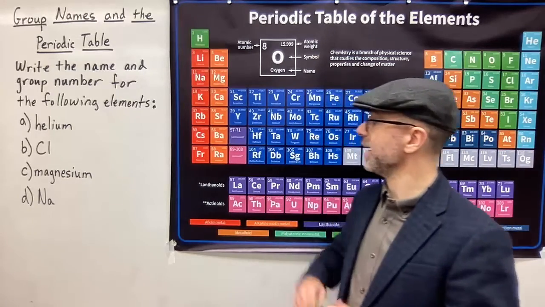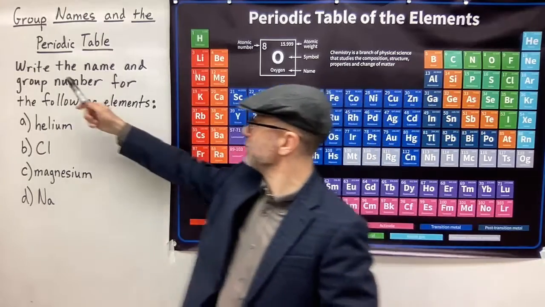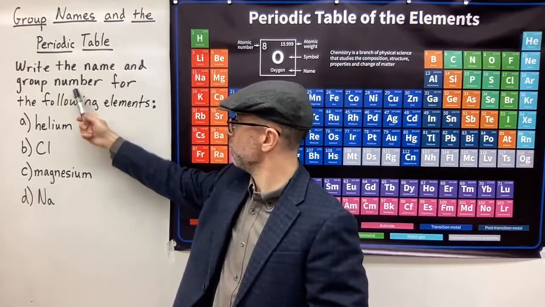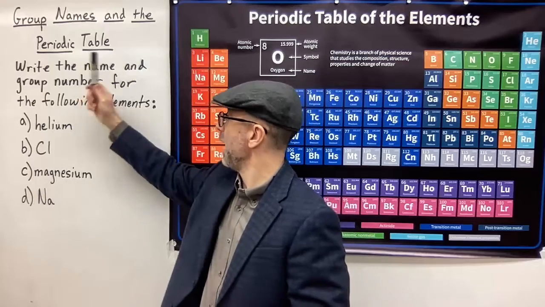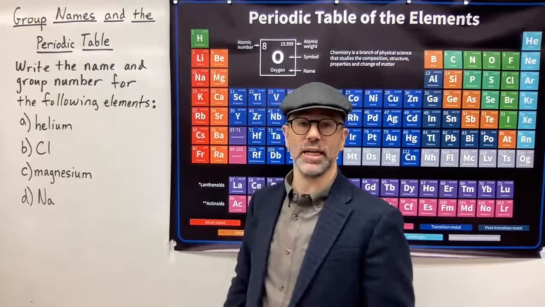So let's go ahead and go to our examples. So for each of these, we're asked to write the name of the group number and the name and the group number for each of the following elements. So helium, let's find helium.